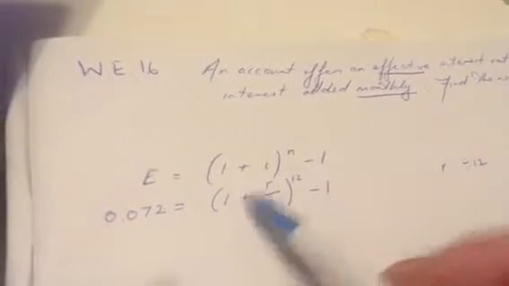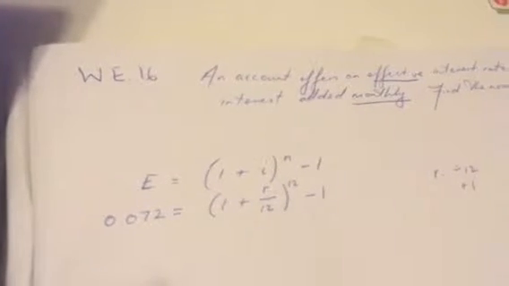The next thing is that I've added 1. After that, with the result, I've taken it to the power of 12. And then at the very end, I've taken away 1. So to solve the equation, we're going to work in the opposite order. So first of all, we're going to add 1 to both sides. So if I add 1 to this side, I need to add 1 to the other side. So I've got 0.072 plus 1, which is 1.072, is equal to everything remaining.